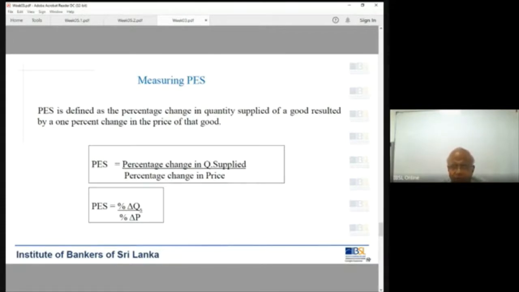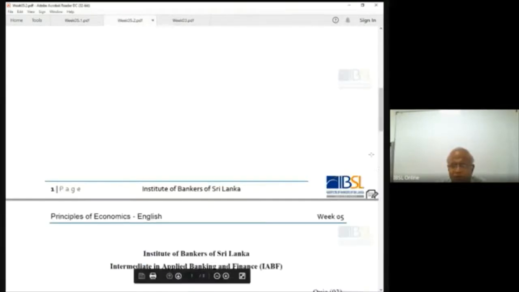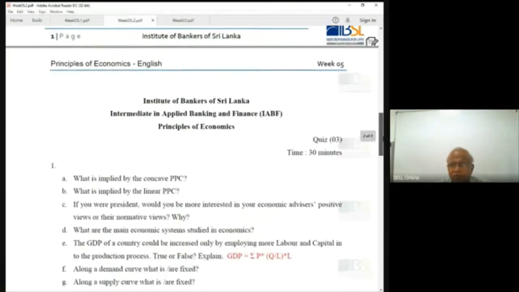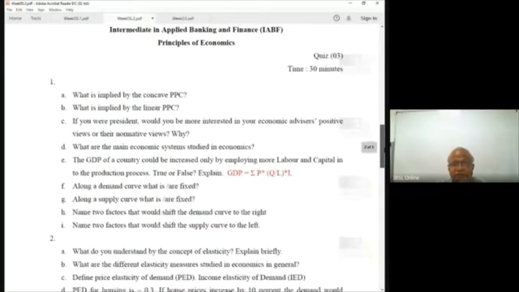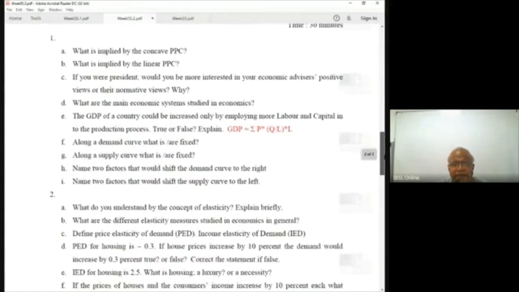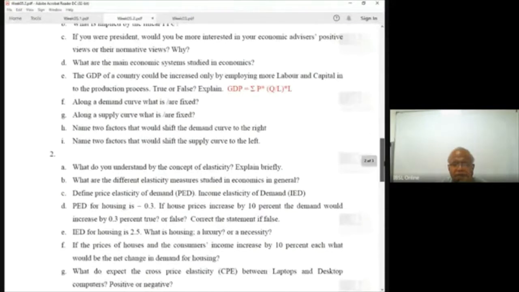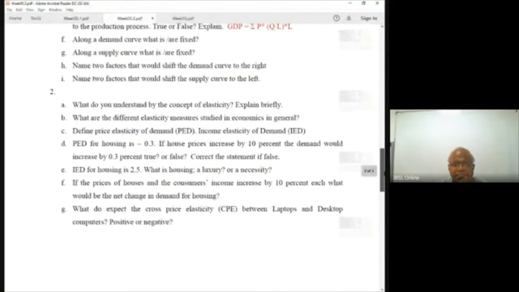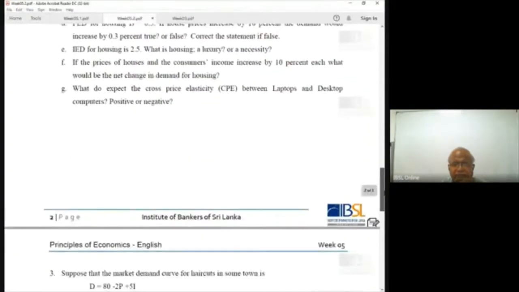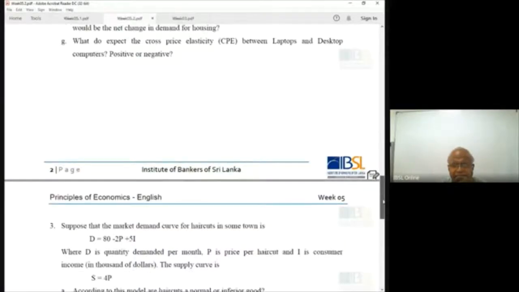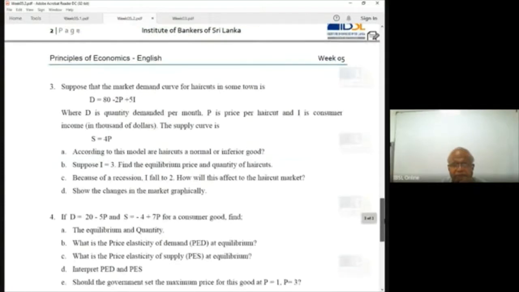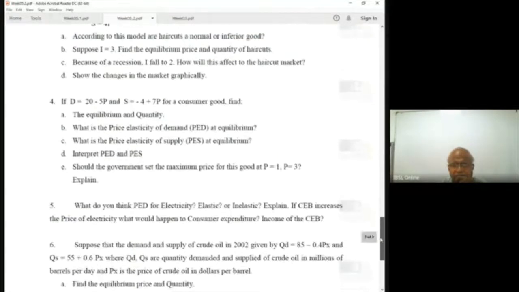Now we will move to the quiz, Week 5 quiz. Quiz number 3 covers the production possibility frontier, then the demand curve, supply curve, theory of demand, then the elasticity, application of elasticity, quantity demanded. In the last section I will discuss some quantitative examples and how to solve them.